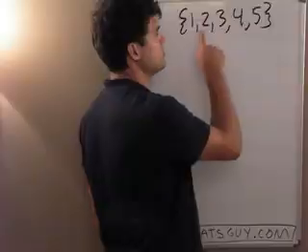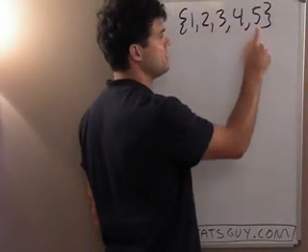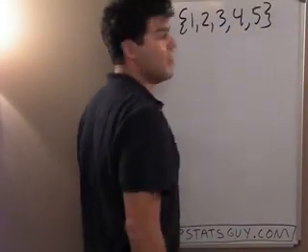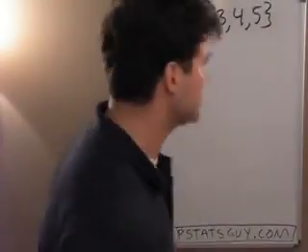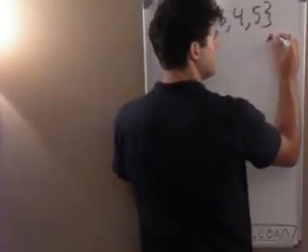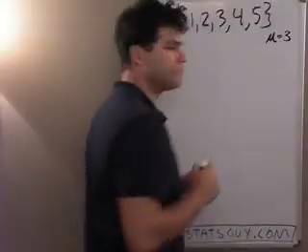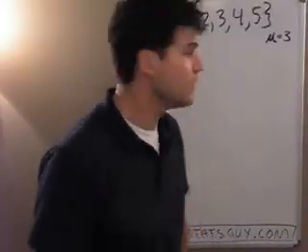Well, if I add this up, 1 plus 2 is 3, plus 3 is 6, plus 4 is 10, 15, divided by 1, 2, 3, 4, 5. The mean is 3. So we know this. Mu, we'll say this is a population, equals 3. Okay, so I found the mean.